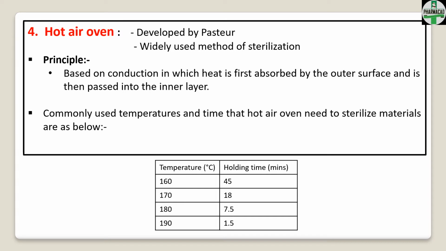So the commonly used temperatures and times that a hot air oven needs to sterilize materials are as below. See in this table. This table has one column of temperature and the other column of holding times in minutes. So if you keep the temperature at 160 degrees, then you'll require 45 minutes of sterilization. You have to expose your article to heat for 45 minutes. Then at 170 degrees, you'll have just 18 minutes, at 180 7.5 minutes, and at 190 1.5 minutes.